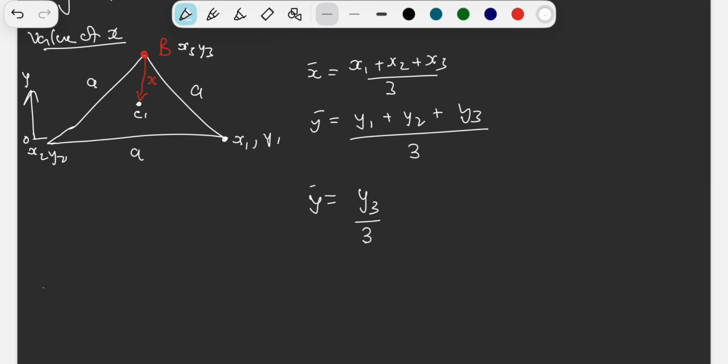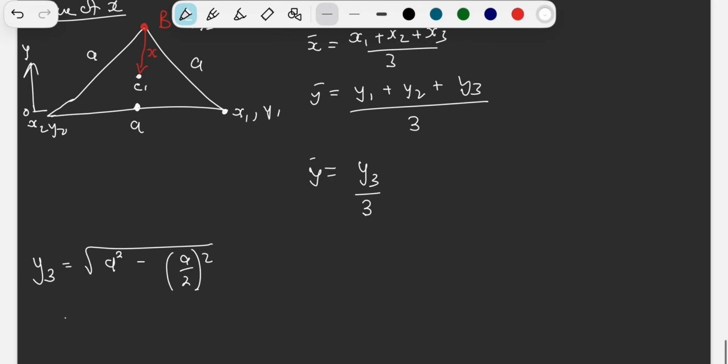Because y3 is basically the opposite side. So h, which is just y3, is going to be the square root of, using Pythagoras, this is a, so it's a squared, the hypotenuse, minus this is a over 2. So from this one to this one, that's a over 2. So a over 2 squared. So it's a over 2 here, a over 2 here. So if you compute this, you're going to get root 3 over 2 a.